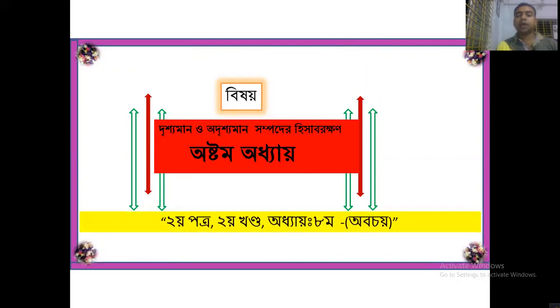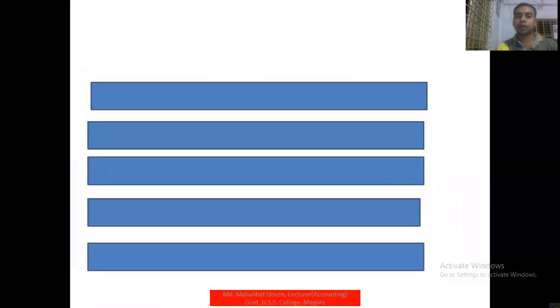That means it is discussed in the second paper, second section, chapter 8, and the specified topic is depreciation. We know very well depreciation means the periodic allocation of the cost of a long-term tangible asset over its estimated useful service life.